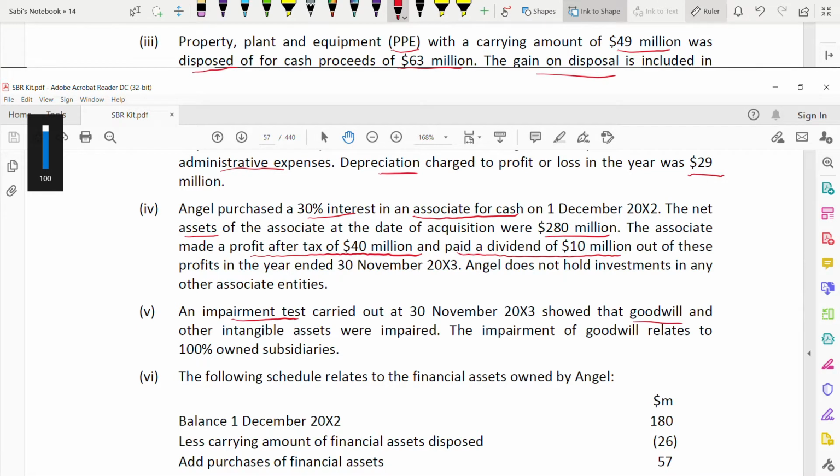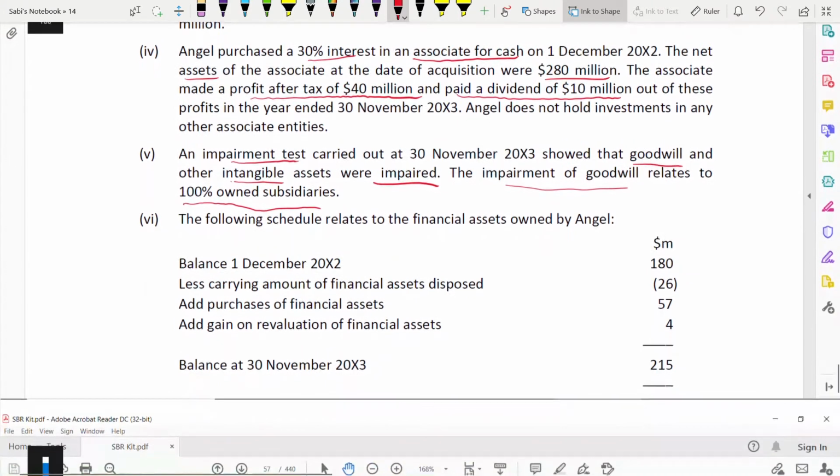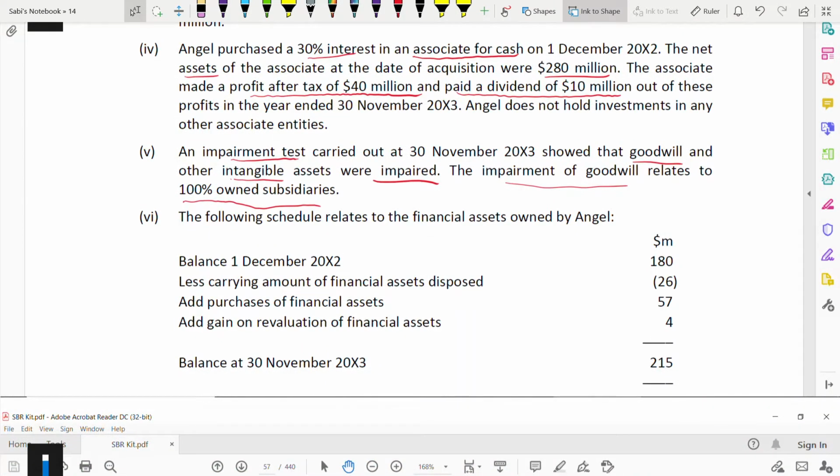Okay, the moment they say they were impaired means you have to calculate the impairment. If they say it has not been impaired, then thank God you don't have to calculate the impairment. The impairment of goodwill relates to 100% owned subsidiaries. The impairment could be related to assets also, so clearly they have mentioned that the impairment is for the goodwill, not the other intangible assets.